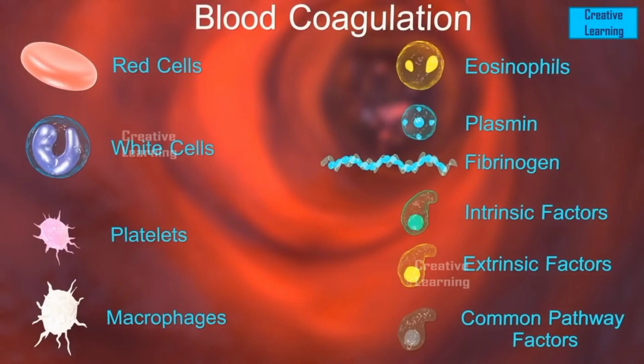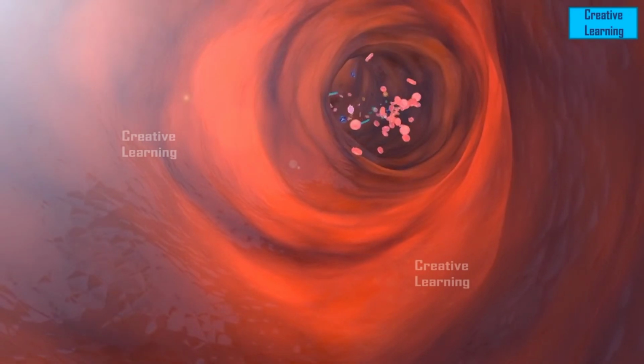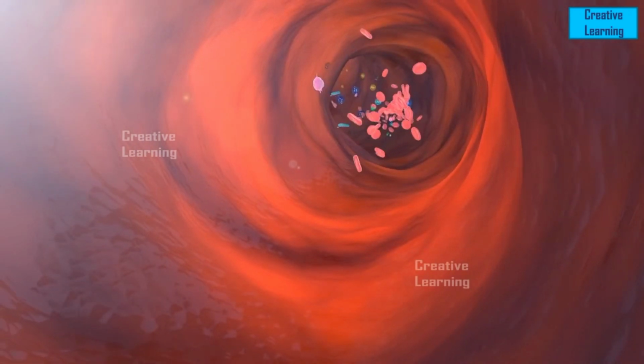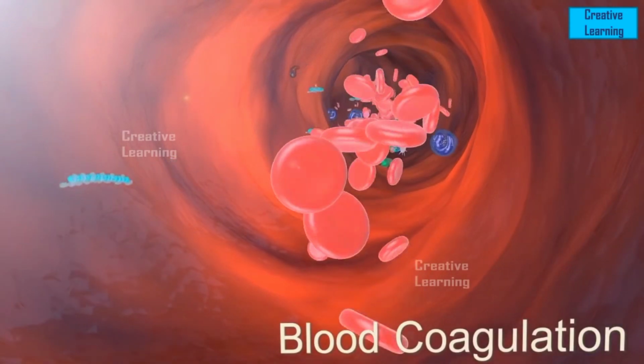Blood coagulation. Before we start the topic blood coagulation, let us take a glance at the components of the blood.